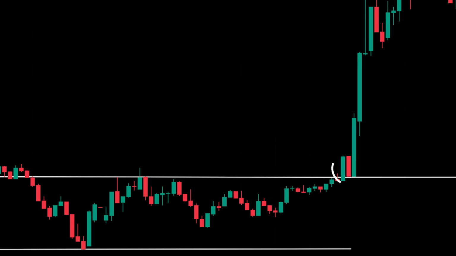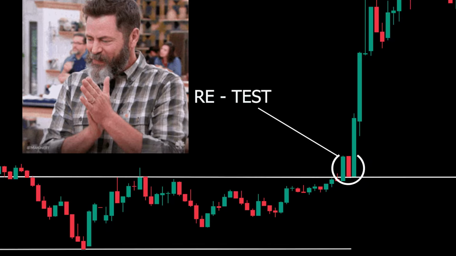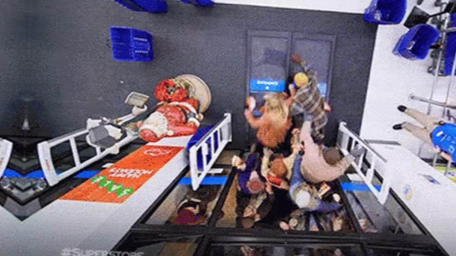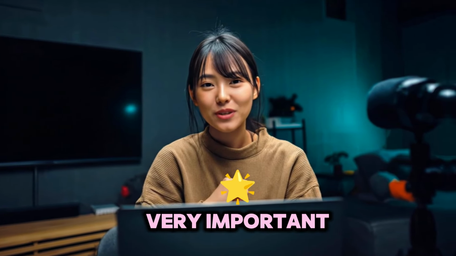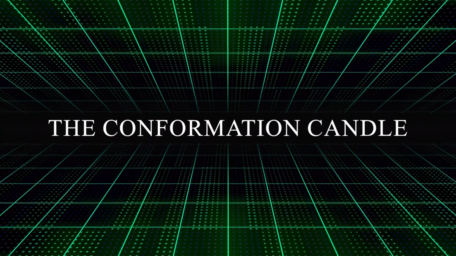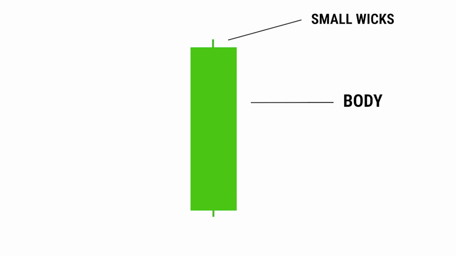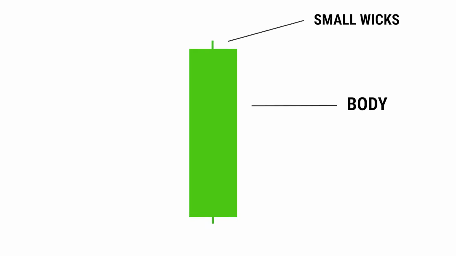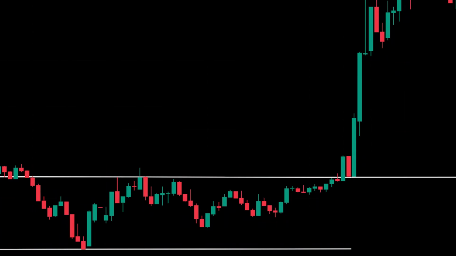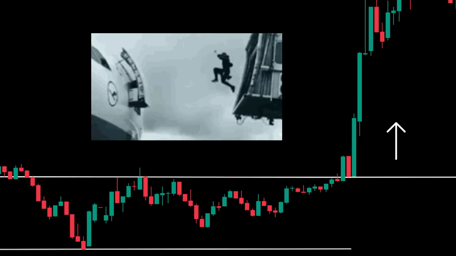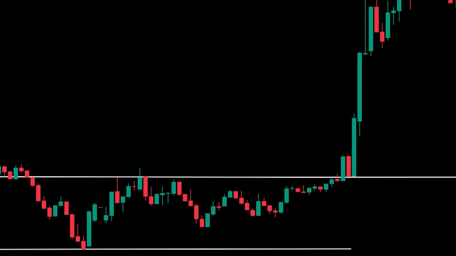Once the price breaks out and comes back to retest the level, that's when we prepare for our trade. But we don't jump in like it's Black Friday at a department store. We wait for something very important. The confirmation candle. Strong bullish candle: a large green candle with a full body and small wicks. It means buyers are confidently pushing the price up, like someone charging through airport security with zero carry-ons. When to enter? Place a buy order just above the high of this candle.